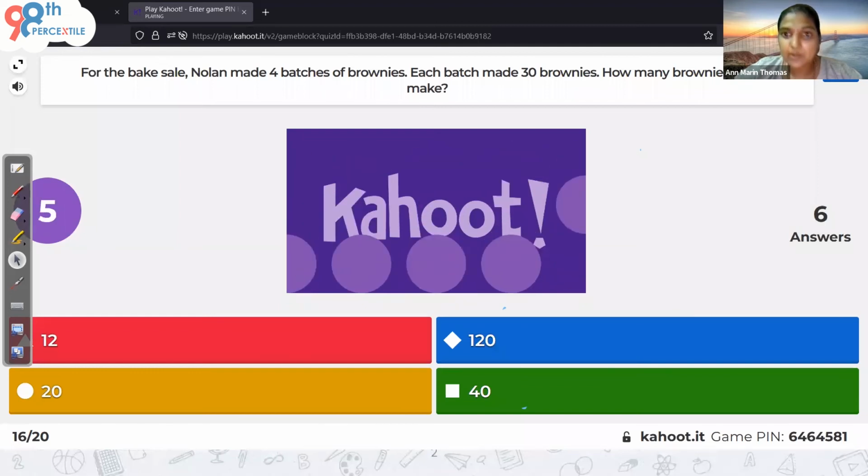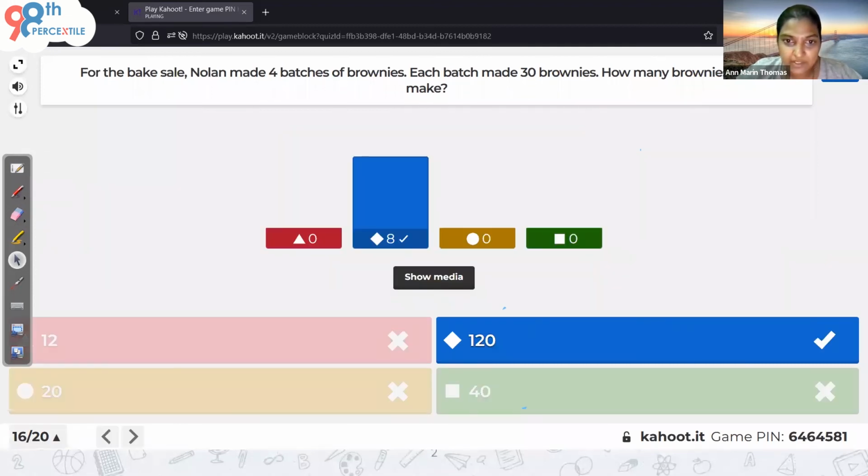Overall, how many brownies did he make? Very simple. Be very careful with the calculations you have here. I have all 8 people with the right answer. Okay, this was very simple. All you had to do is note the number of brownies each batch made.